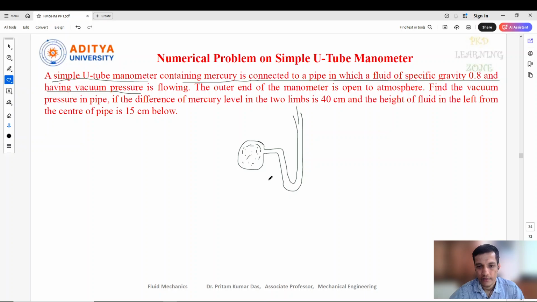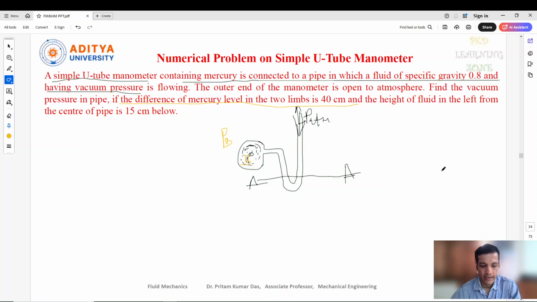Let's suppose this is the datum line, and the outer end of the manometer is open to the atmosphere. As I told you, this is open to the atmosphere here, but the pressure will be impacted here because it is a vacuum pressure case. Find the vacuum pressure in the pipe. So what is the value of pressure at this pipe, that needs to be identified. Suppose this is the B point, so we need to calculate the value of PB. The difference of mercury level between the two limbs is given as 40 centimeter.